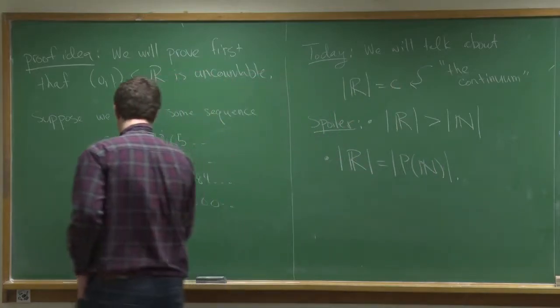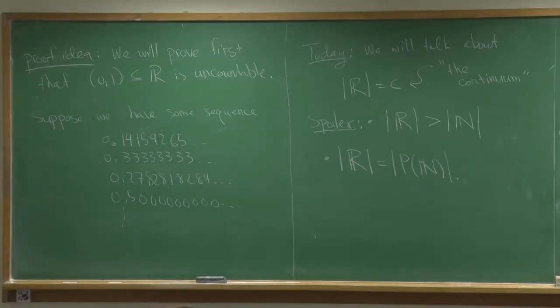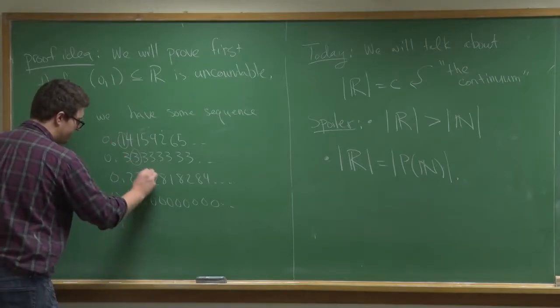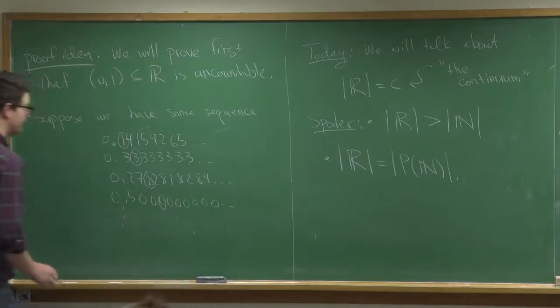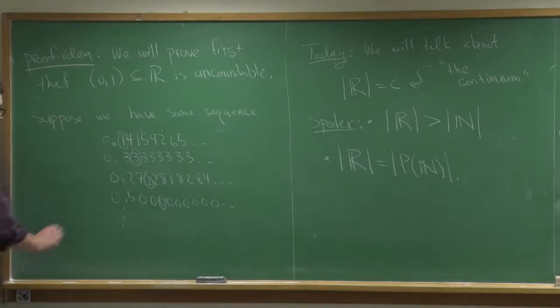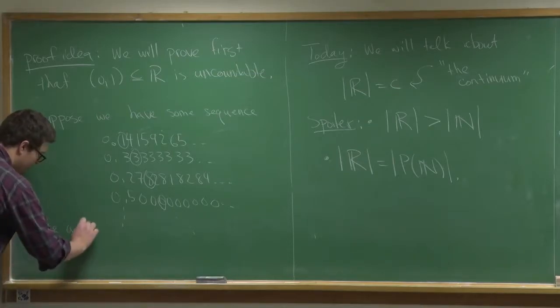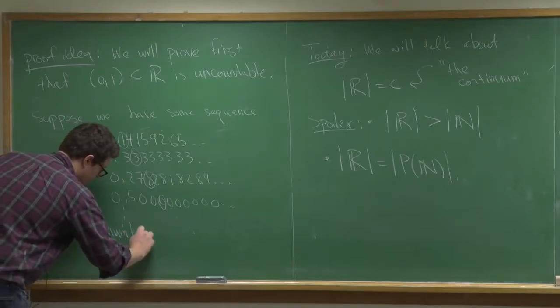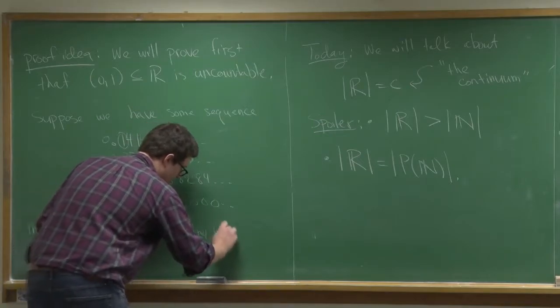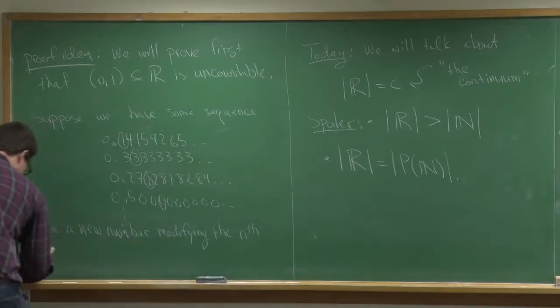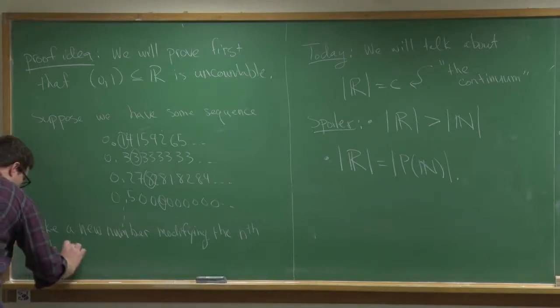What we're going to do is shut this argument down by producing a number that's not in this list. We take this digit, this digit, this digit, and the next one, the fourth one, and we keep going like this, and we produce a new number by modifying each one of those digits. So we make a new number modifying the nth digit of the nth number.